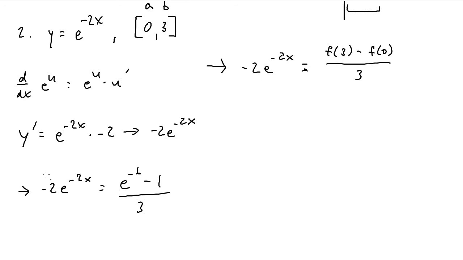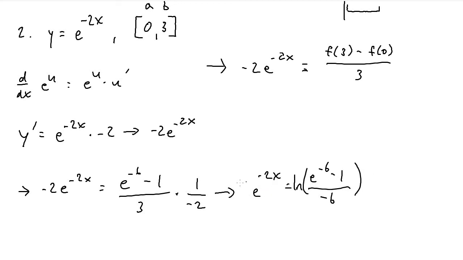So now what I can do is divide over the negative 2, and dividing by negative 2 is the same thing as multiplying by the reciprocal, or 1 over negative 2. So then we'll get e to the negative 2x equals e to the negative 6 minus 1 over negative 2 times 3, which is negative 6. So in order to isolate x, we have to somehow get rid of this e. And remember that natural log and e are inverses of each other. So if I just natural log both sides, I'll get rid of the e on the left side. Then because the natural log of e is just 1, that cancels.